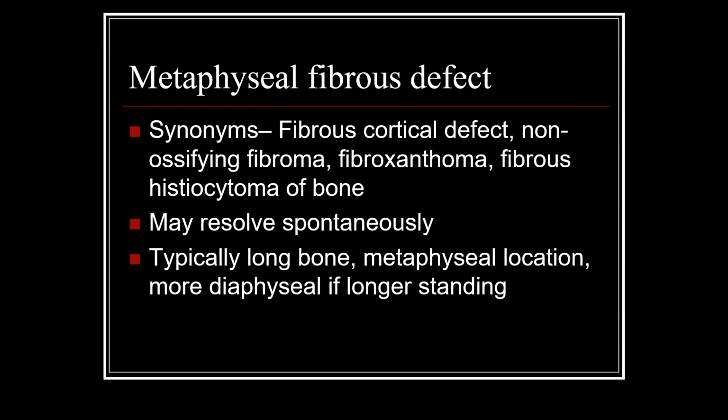Now, what is a metaphyseal fibrous defect? Well, this is also called fibrous cortical defect or non-ossifying fibroma, fibroxanthoma, fibrous histiocytoma. All of these communicate a benign entity that is not going to require radical surgery and may respond to just very local therapy. Some of these actually will resolve spontaneously, so sometimes you get them in different phases. Now, this is typically a long bone in the metaphysis, and it may extend a little bit up into the diaphysis if it's been there for a longer period of time.